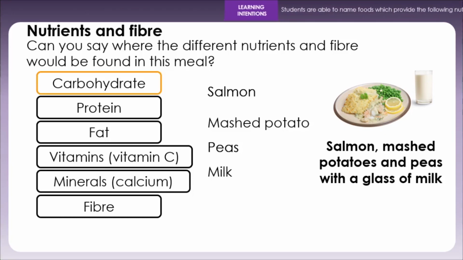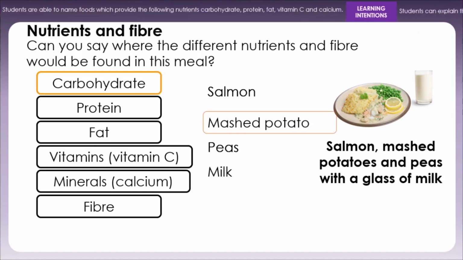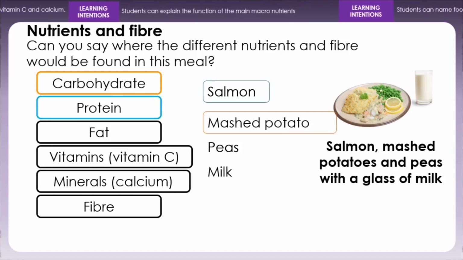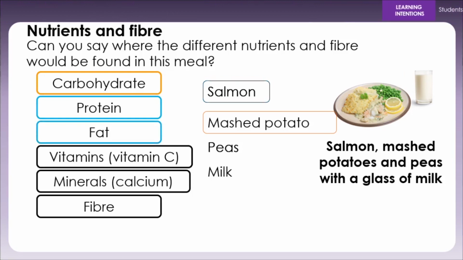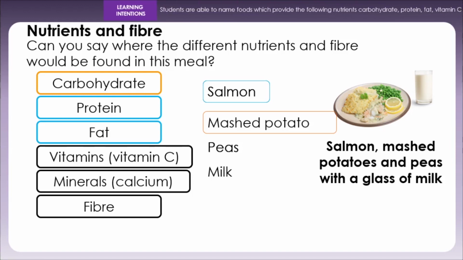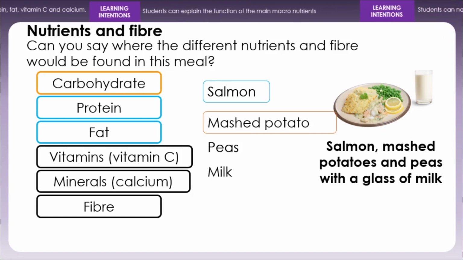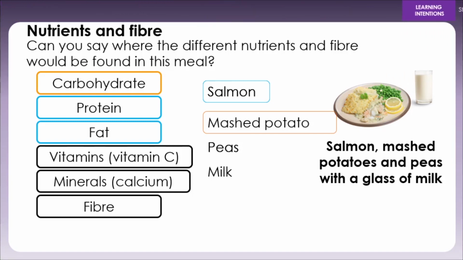Carbohydrate is found in the mashed potatoes. Protein is found in the salmon. You will also find fat in the salmon. And it's a good fat, actually. It's the omega-3s, because salmon is an oily fish. One of the ones that you should be having once a week. Remember, 2 portions of fish a week, one of them being oily.